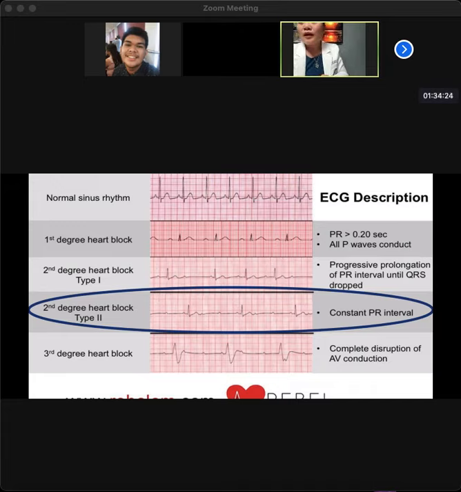For type 1, you have the delay or subsequent prolongation of your PR interval. So may normal, tapos lumuluwag hanggang nawala na. Okay? Wala ka nang tracing. So yun yung drop beats. Pag sa type 2 second degree AV block, normal lang yung PR interval mo, normal. Bigla na lang nawala, walang pasabi-sabi. Okay? Yun yung second degree type 2.